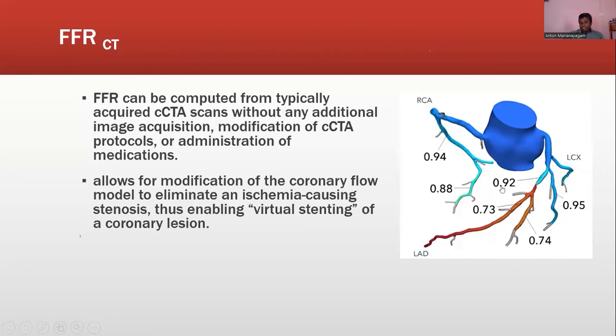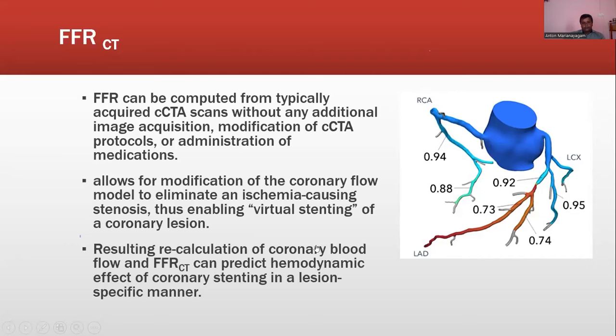As I mentioned, this is significant, and you can calculate the difference, that is delta FFR, which if it is more than 0.12 becomes significant again. So it's quite easy, but this technique is quite expensive. You can virtually stent this lesion in the software, and that simulated stenting will show how it is going to improve the FFR in the distal vessel. Then you can decide whether stenting is going to help in this particular vessel. So it gives lesion-specific ischemia and virtual stenting.